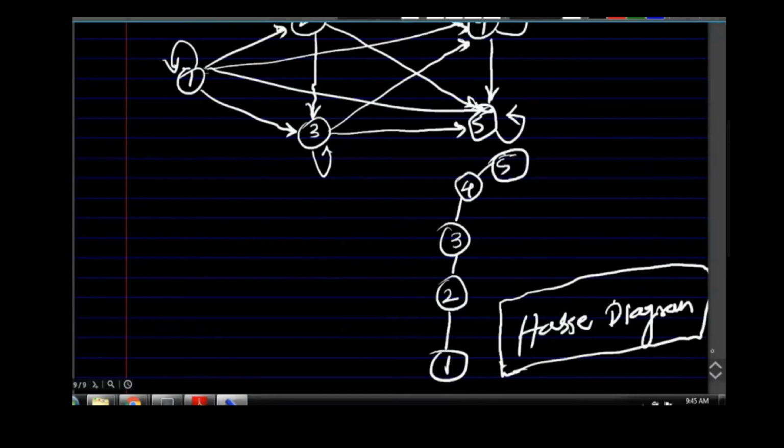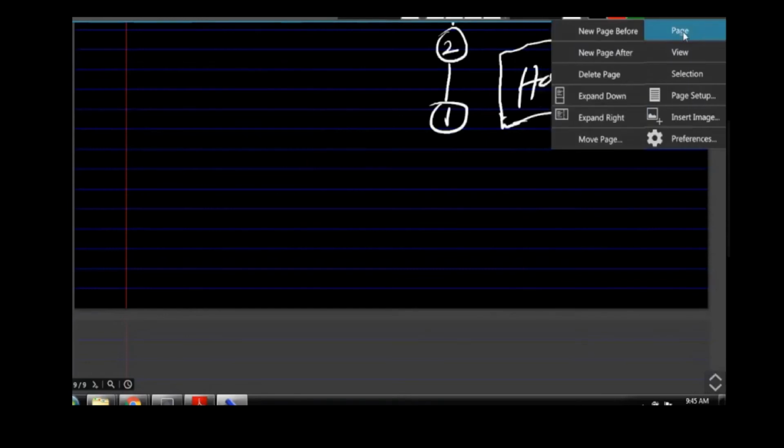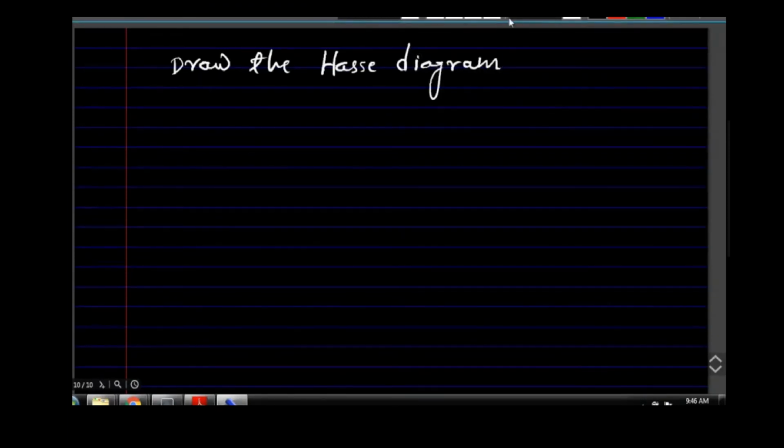So let us understand one more example, in which we will directly draw the Hasse diagram. The question is: draw the Hasse diagram. If you have any doubts, you can post in the chat box meanwhile. We can take those doubts if you are not understanding this Hasse diagram. It is very simple to draw the Hasse diagram. If you are not understanding, you can post in the chat box.